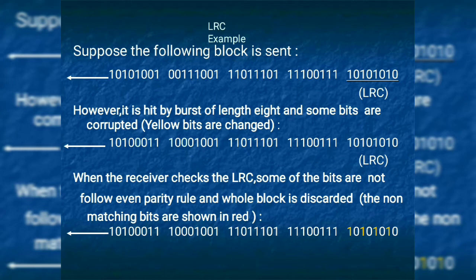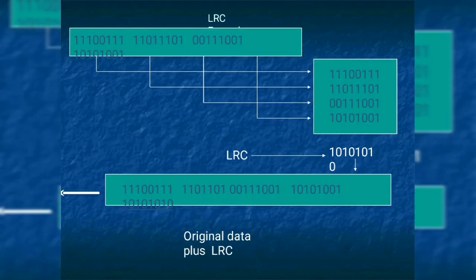So see here, suppose the block is sent. The LRC is sent along with the block, some kind of data you are going to send, and these are the redundant bits. With these redundant bits you send the data in order to detect the errors. Suppose an error is received at the receiver side.